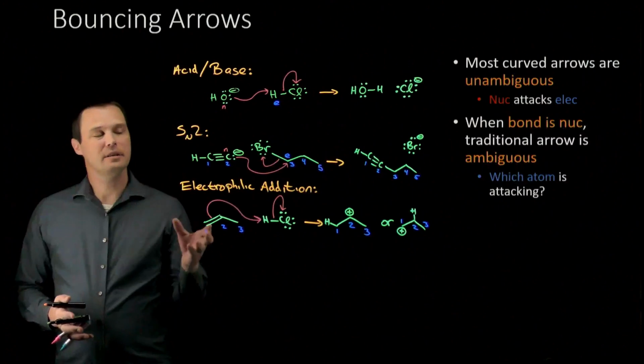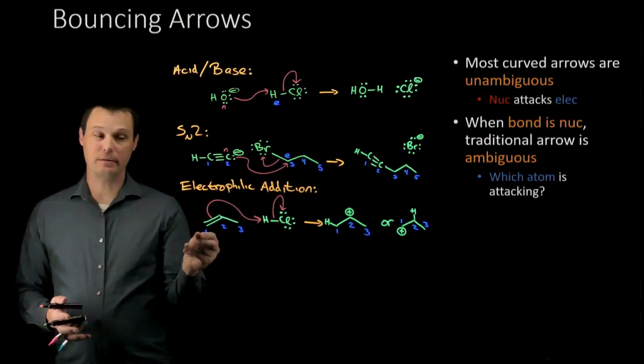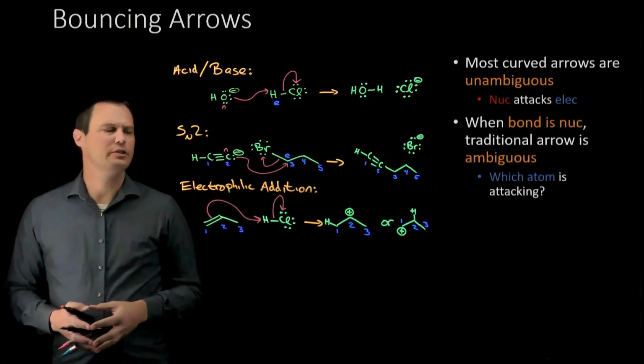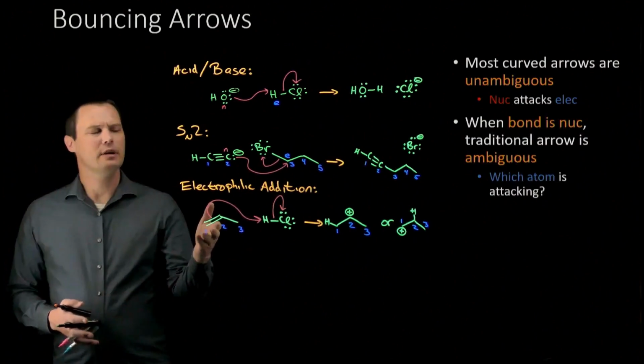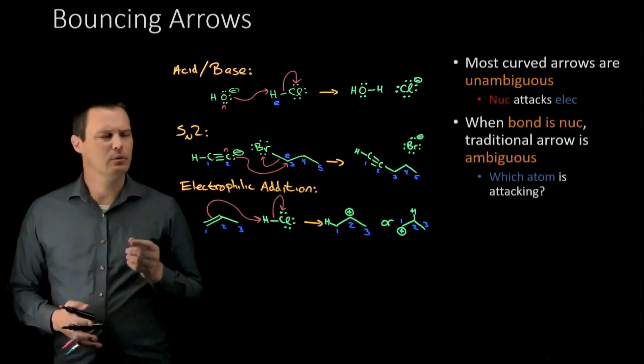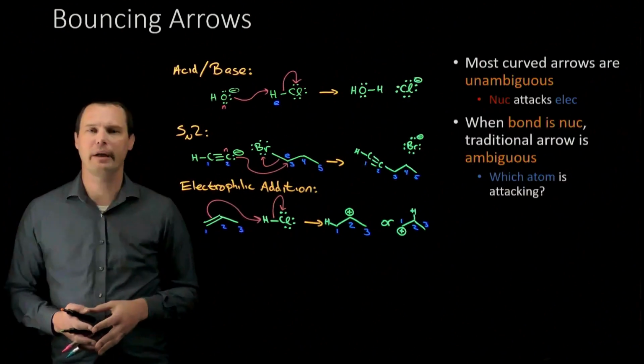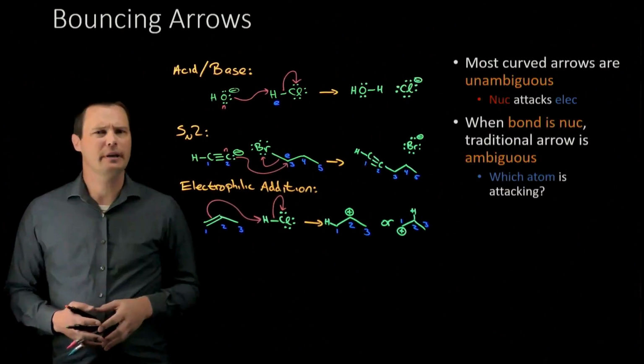When the nucleophile is such that the arrows start at a bond rather than a particular atom, there is a bit of ambiguity in a situation like this. When the electrons in the bond attack hydrogen, which atom is actually the one doing the attacking? Which atom uses those pi electrons to form a bond with hydrogen? Which atom is the nucleophilic atom?